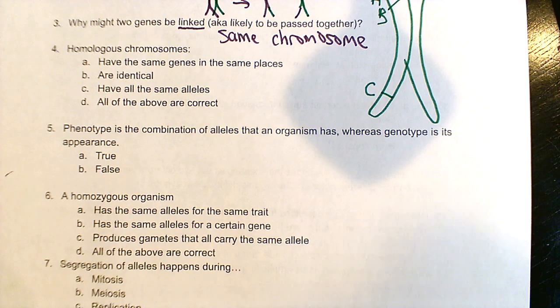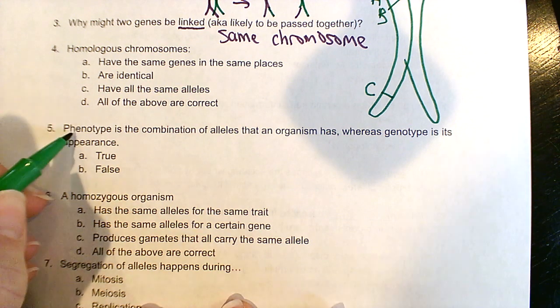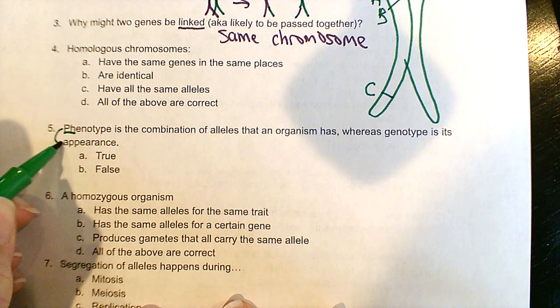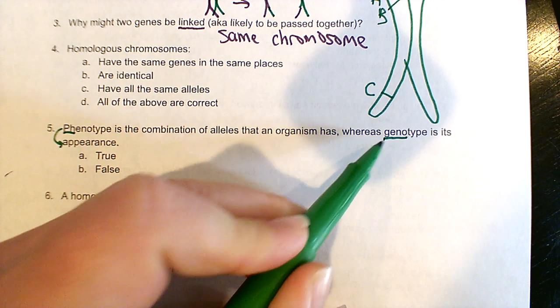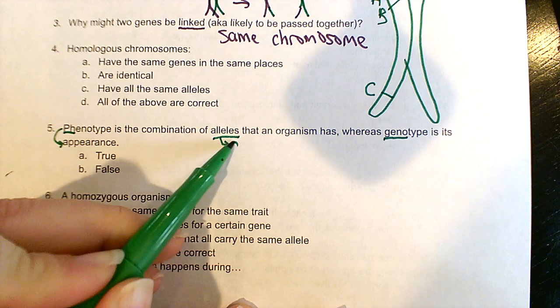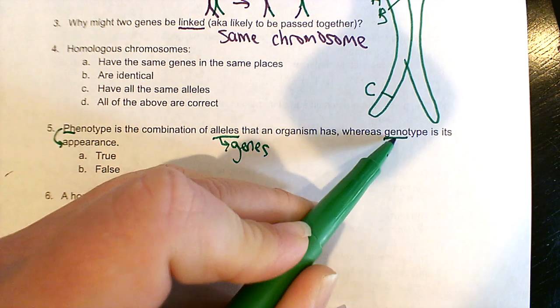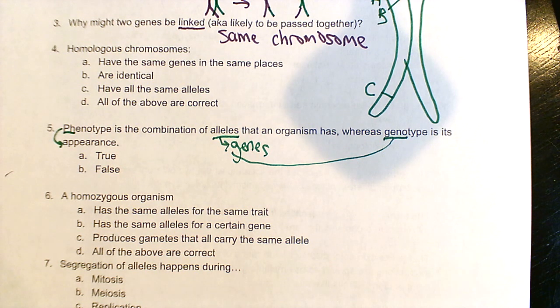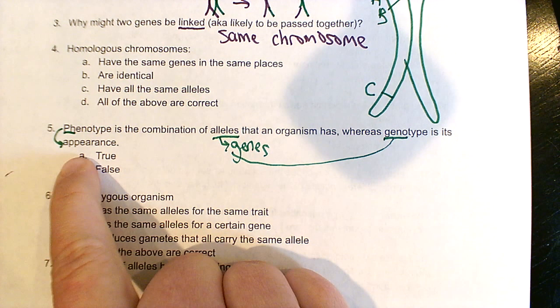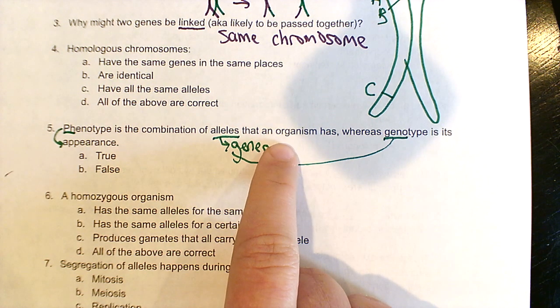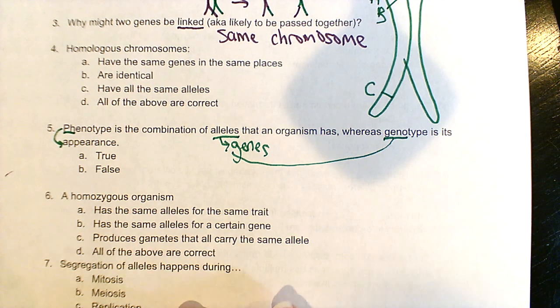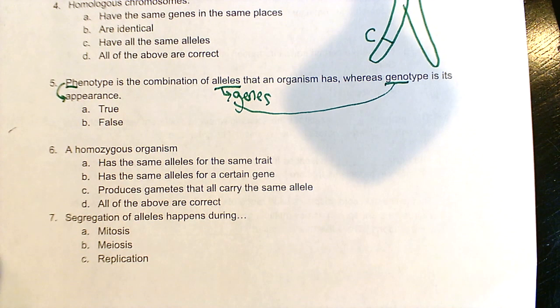5, phenotype is a combination of alleles that an organism has, whereas genotype is its appearance. Is that a true statement or a false statement? So remember, we say phenotype is for the physical appearance, and genotype is the genes, or what alleles they have. So this is exactly backwards, right? So phenotype is the appearance, genotype is the allele combination. So our best answer for that one would definitely be false.